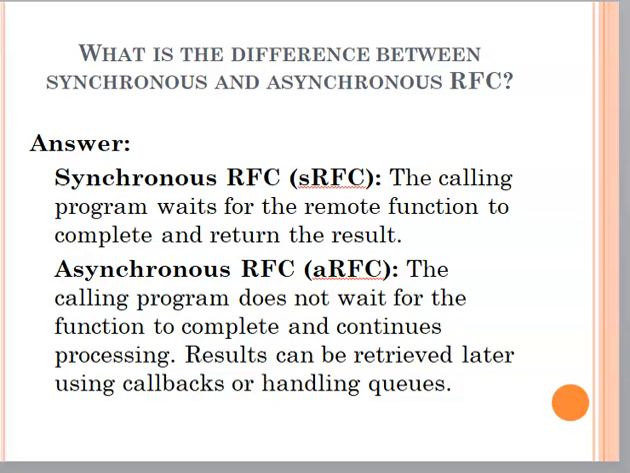What is the difference between synchronous and asynchronous RFC? Answer: synchronous RFC, SRFC. The calling program waits for the remote function to complete and return the result. Asynchronous RFC, ARFC. The calling program does not wait for the function to complete and continues processing. Results can be retrieved later using callbacks or handling queues.